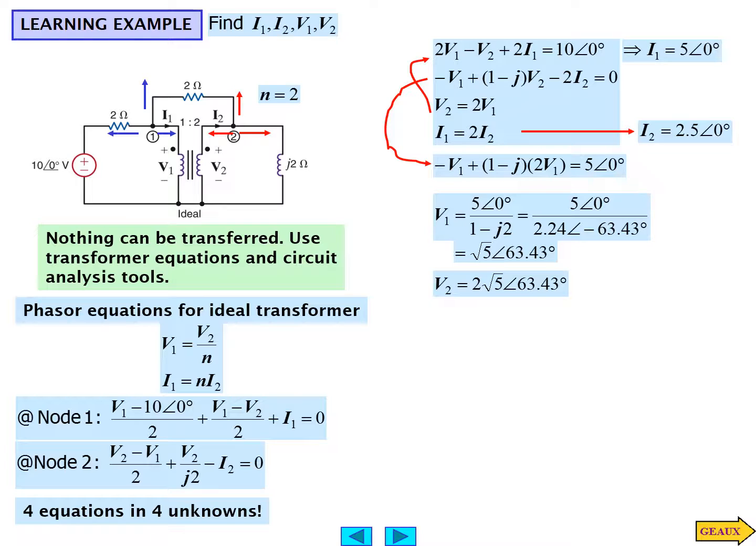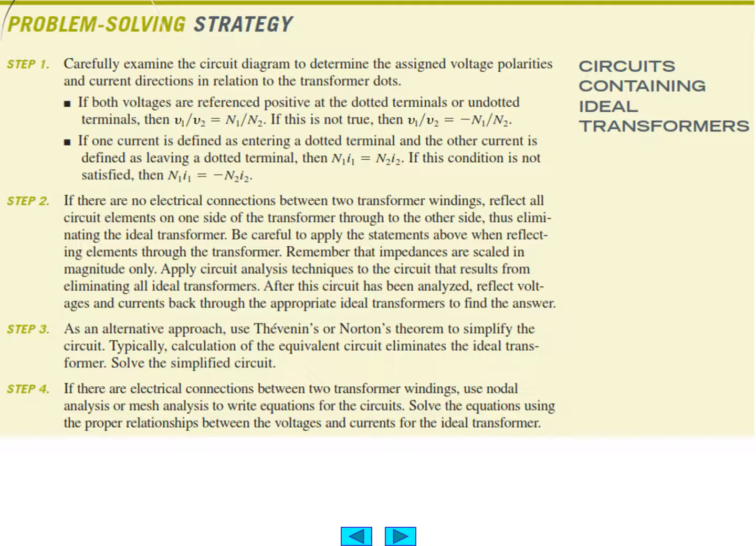Now, my comment here is that first fortuitous substitution, which removed the variable from the first equation, is only because of the way the problem is set up. So it doesn't often happen. 4 equations and 4 unknowns, though, can be solved by matrix manipulation, but that's a little bit more complicated. We have a problem-solving strategy. I'm going to let you read that yourself. It's in the textbook also, for circuits containing ideal transformers.